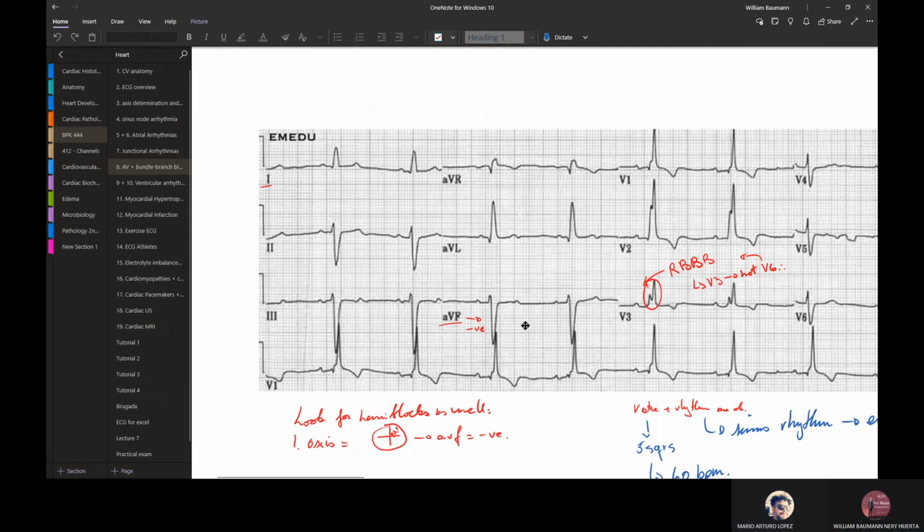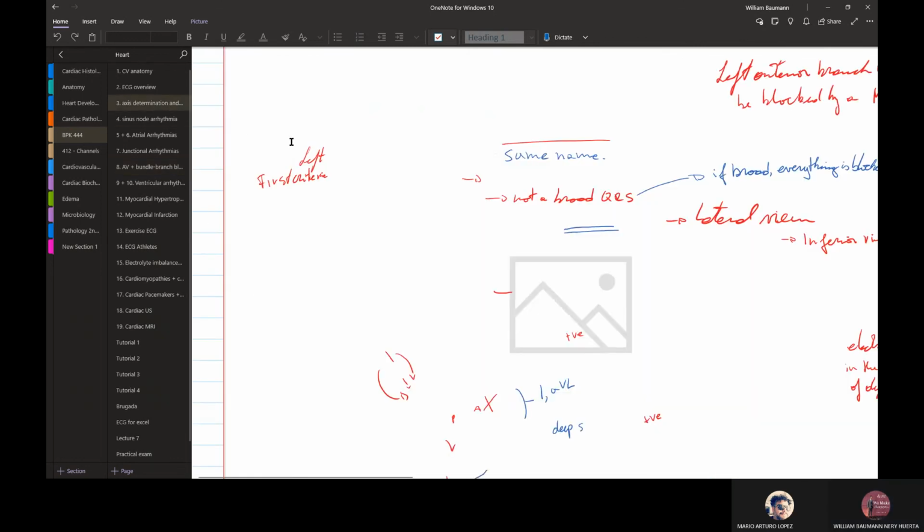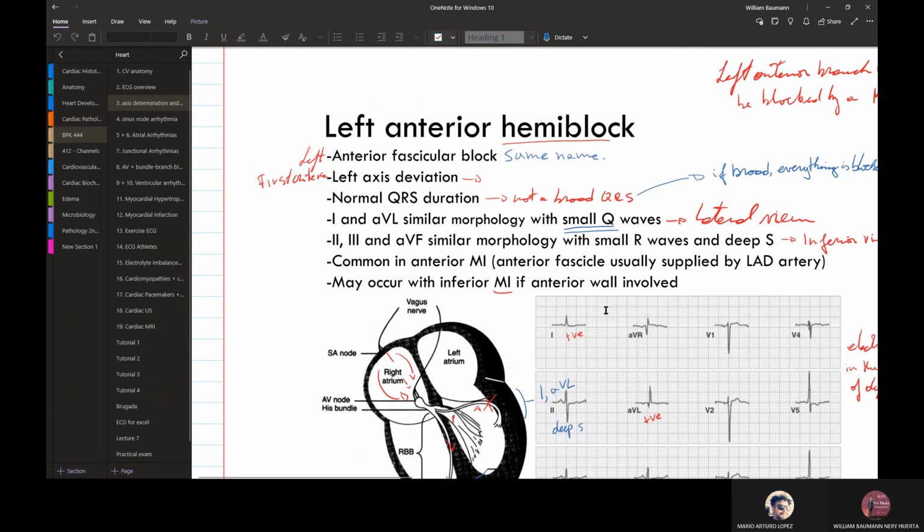No, not lead one. Lead one is not it. No, V1. Oh, V1. Yes. And was it lead one? Lead two, lead three, AVF have a deep S. That's what we're looking for. Deep S. Is the AVL. That's the one I was missing. AVL with small Q wave.